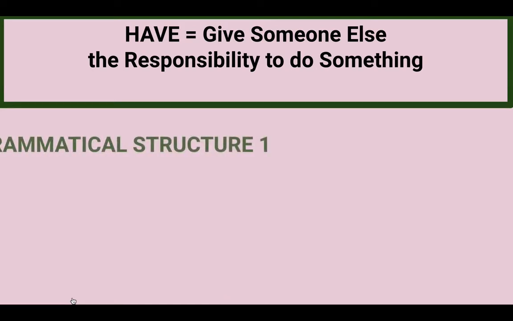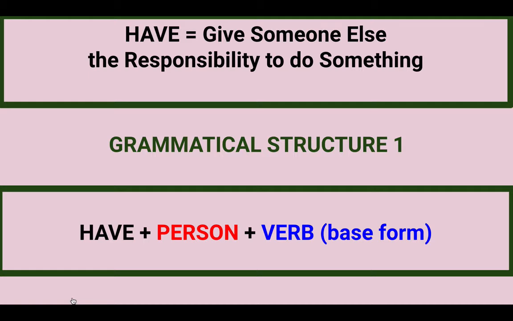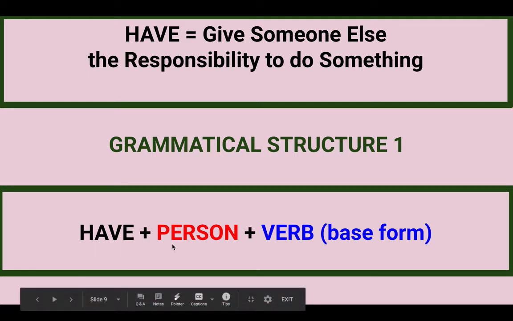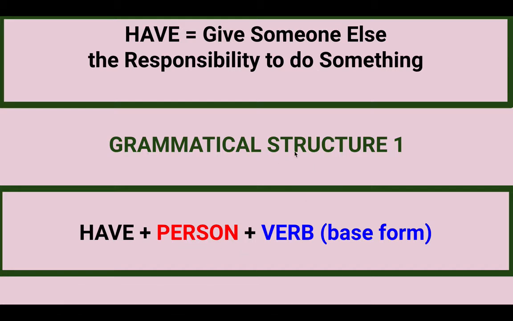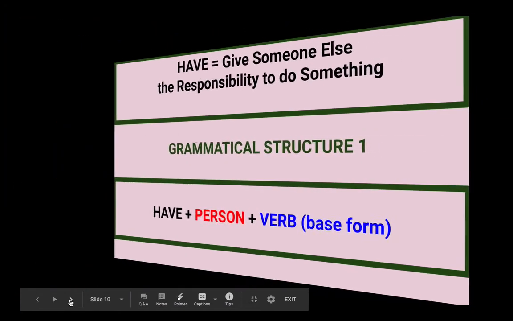All right. Then we're going to look at have, to give someone else the responsibility to do something that you want them to do. And again, have plus the object or person plus the base form. Actually, have has two grammatical structures, and this is the first one, which is the simple form of the verb, as the other verbs we've seen already.